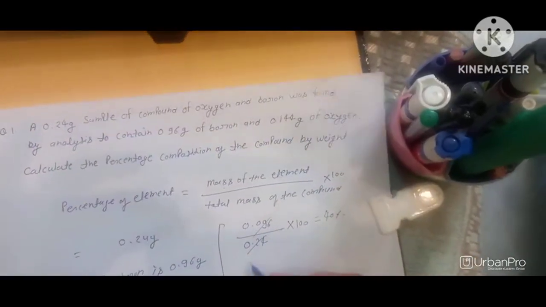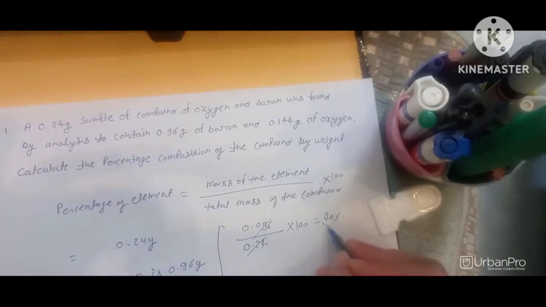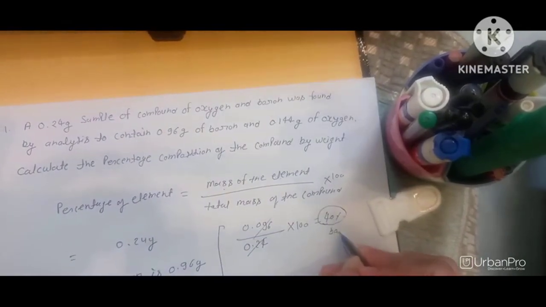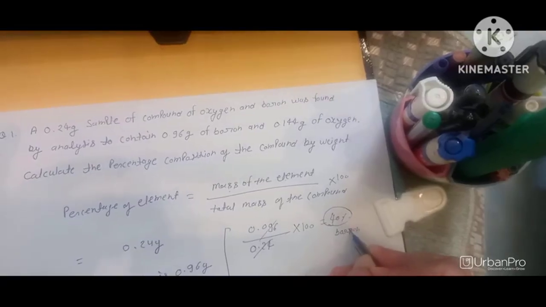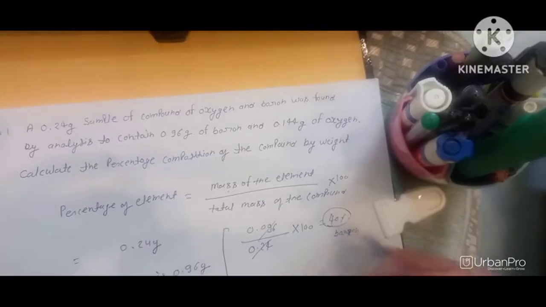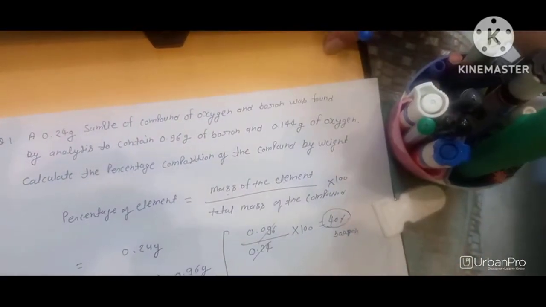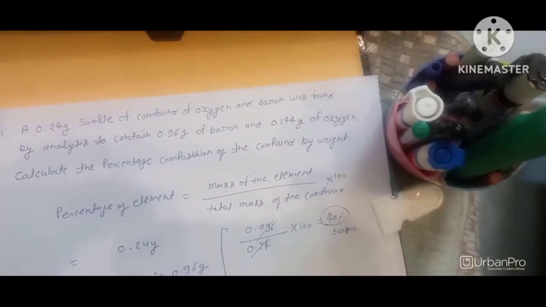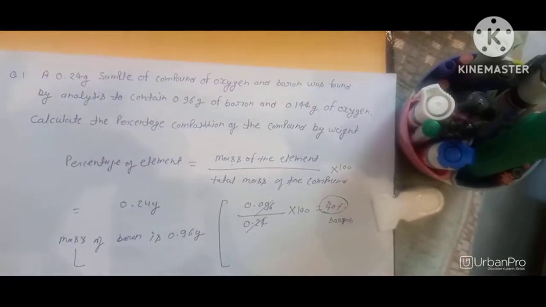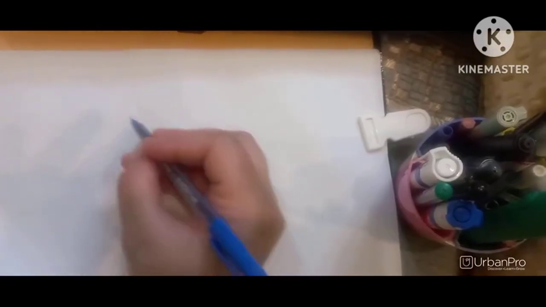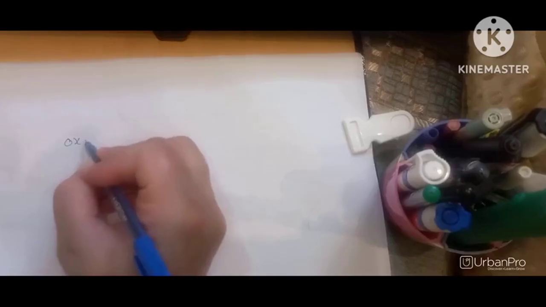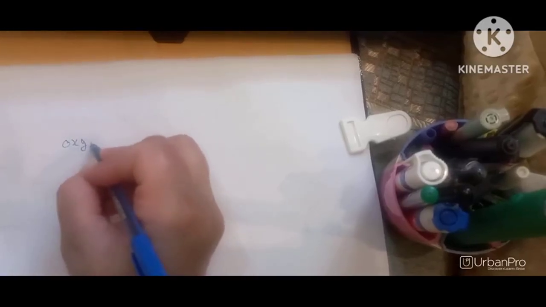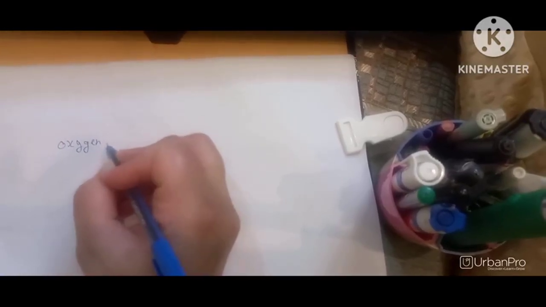so here this is the percentage of boron, right? That is 40%. Now we calculate the oxygen. So now calculate the oxygen. Okay.